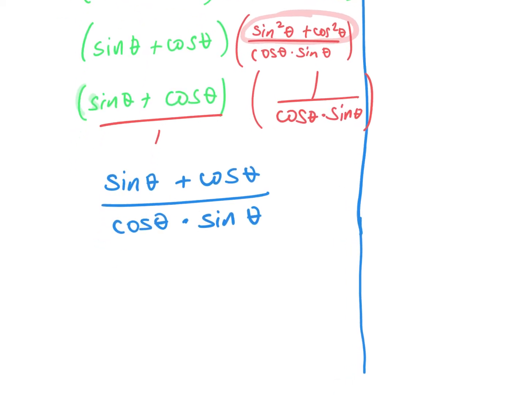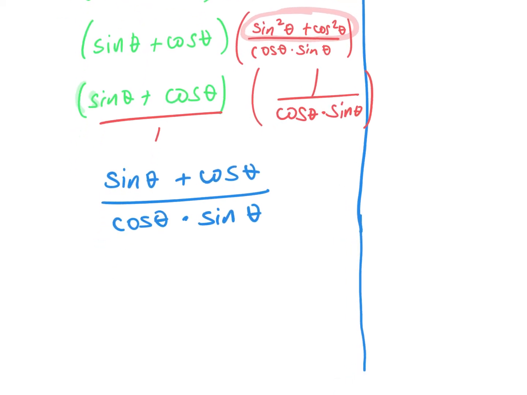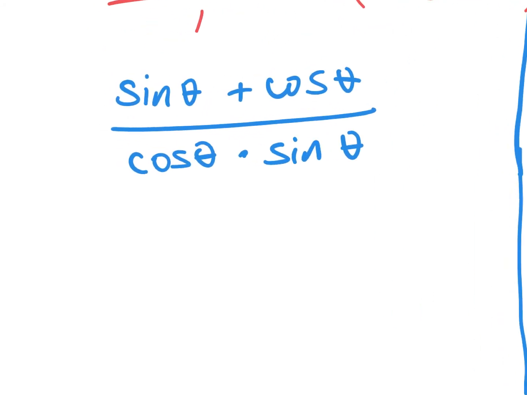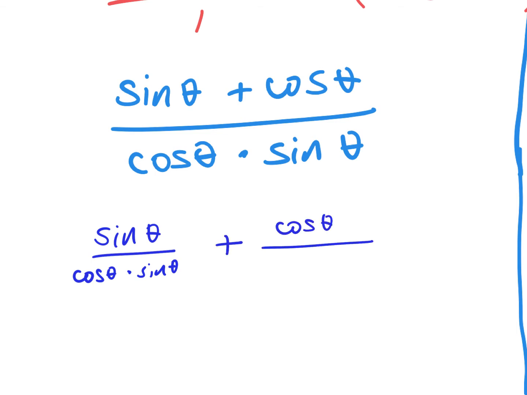All right, so now we're looking at it. What could I do here to try and simplify this a little bit? Think algebraically. Can we split this up? Perfect. Can I rewrite this as sine of theta over cosine theta times sine theta? Can I do that? Yeah. And then I could say plus, this becomes cosine theta over cosine theta times sine theta.